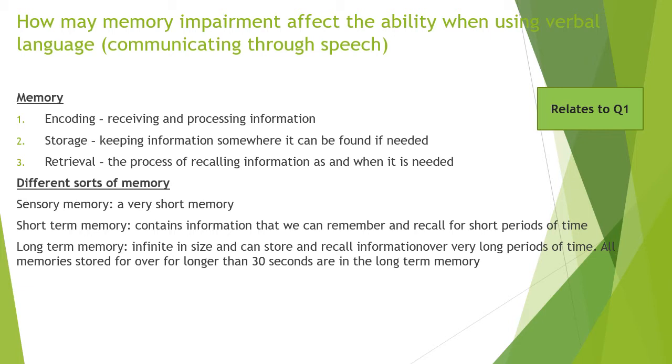So in order to carry out these complex tasks, we all have different sorts of memory. We've got sensory memory, short-term memory, and long-term memory. Sensory memory is a very short memory, literally milliseconds, and we use it when we first see or hear something. It is this memory that means we can look at something and remember how it looks or what it sounds like. Short-term memory contains information that we can remember and recall for short periods of time, usually up to half a minute.